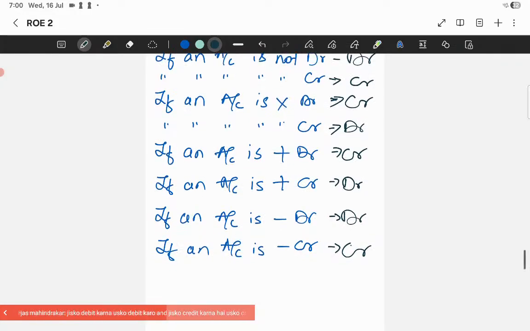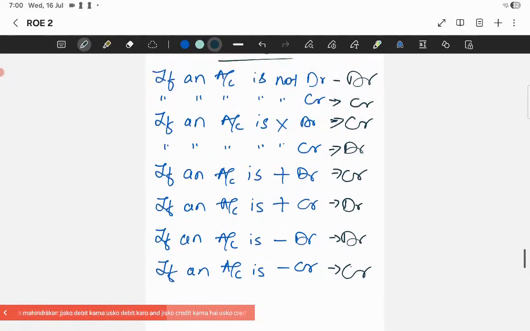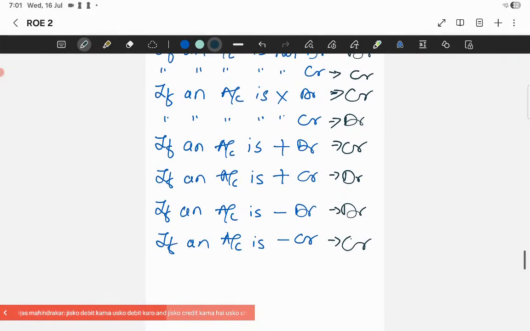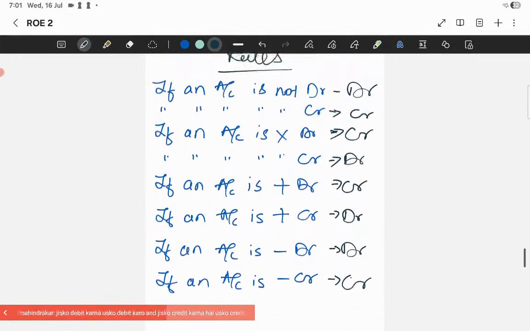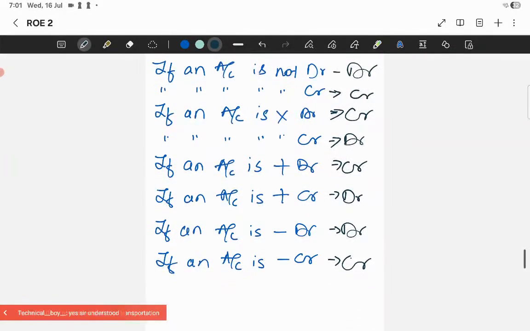I used to recite these to the students as a poem. For example, in Hindi I used to say, if you have given less debit, then debit it again; if you have given less credit, then credit it again. That is how we used to do it. Right. Okay, I hope you have understood this part.